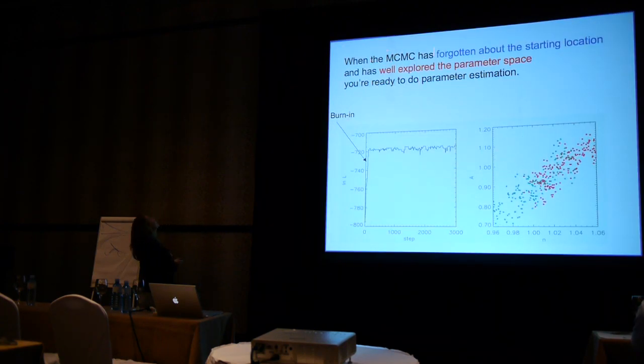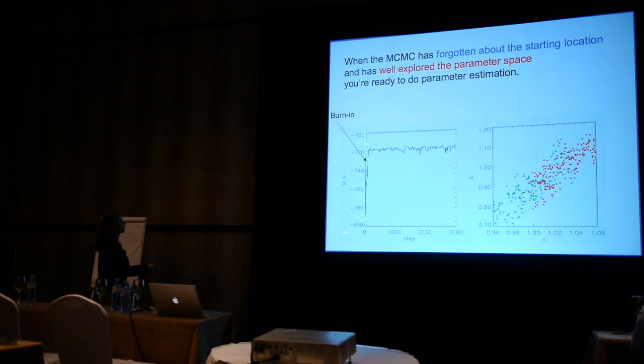So when the MCMC has forgotten about the starting location and has well explored the parameter space, then you are ready to do parameter estimation. So here it is again, step number versus log likelihood, and you can see that you start from a random point, which is a very bad fit, you quickly go to a point where it's a good fit, and then you start exploring. And this region here is called burn-in, you should throw it away.